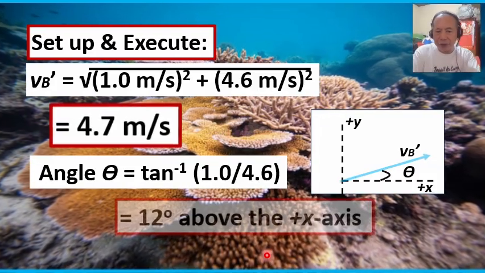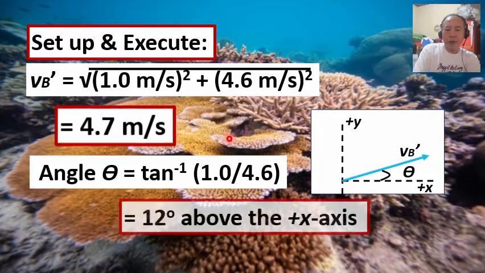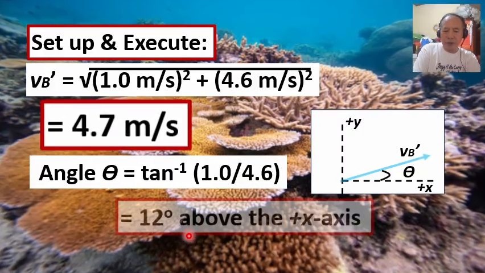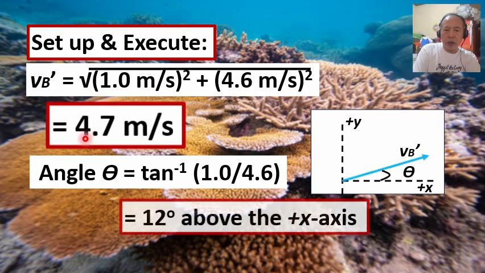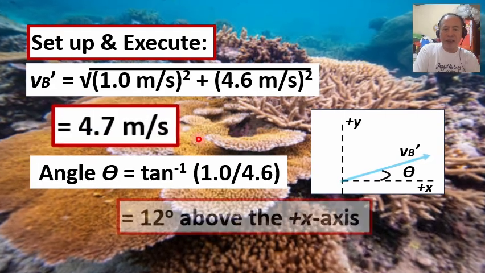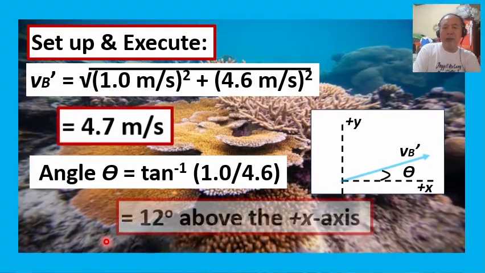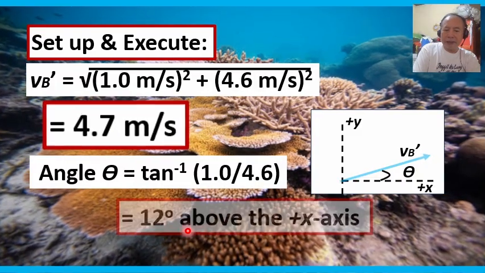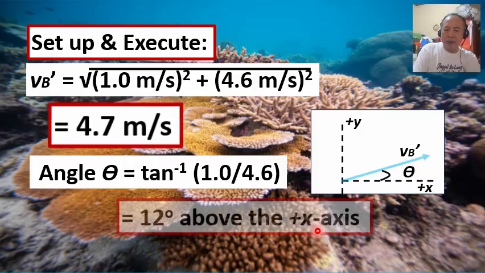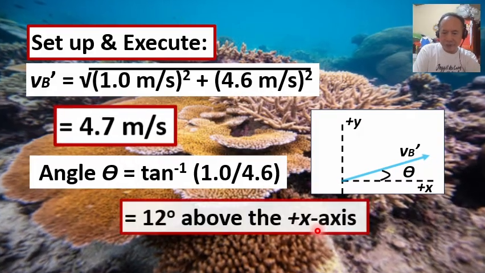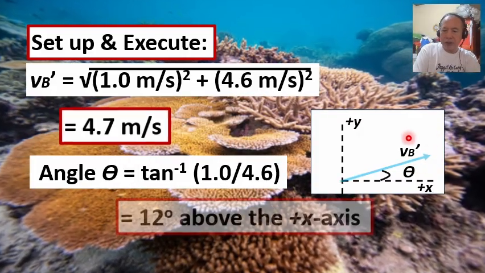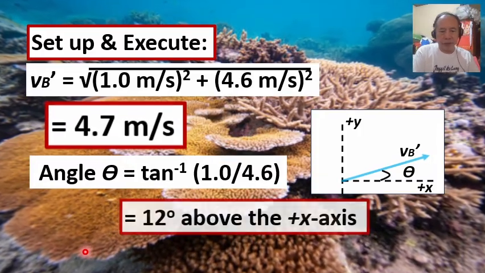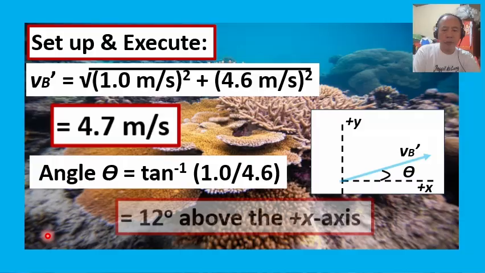So our final answer, therefore, the velocity of particle B just after the collision has a magnitude of 4.7 meters per second, and the angle of deflection is equal to 12 degrees above the positive x-axis, right? As shown in this sketch. So, we are done.